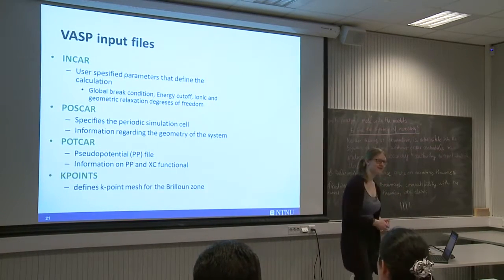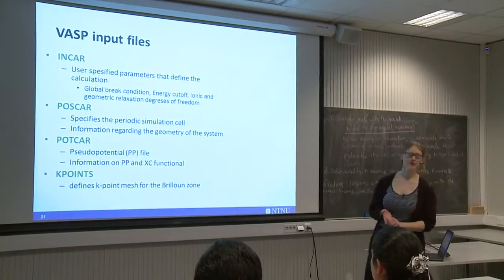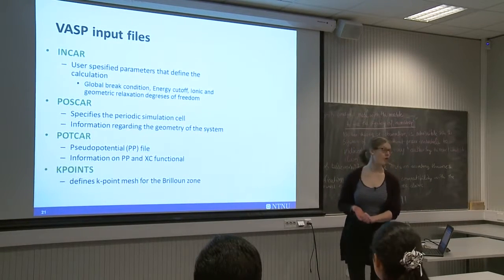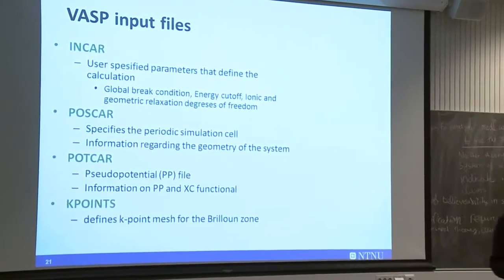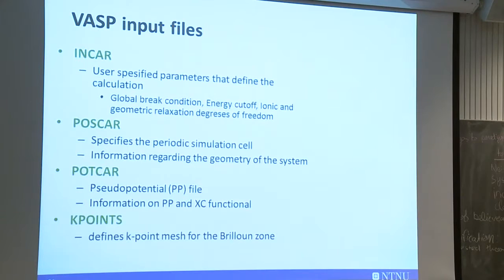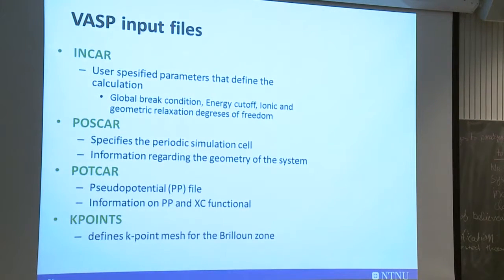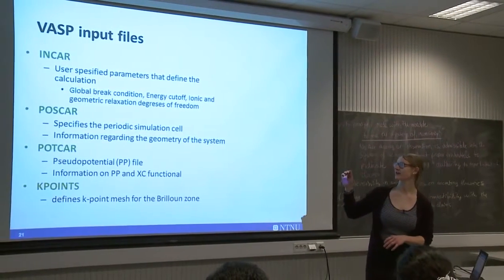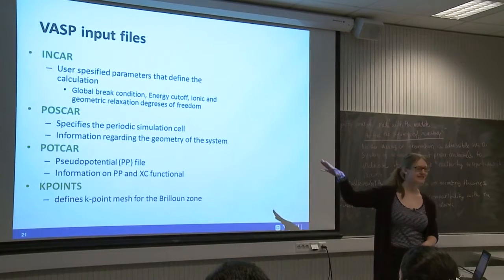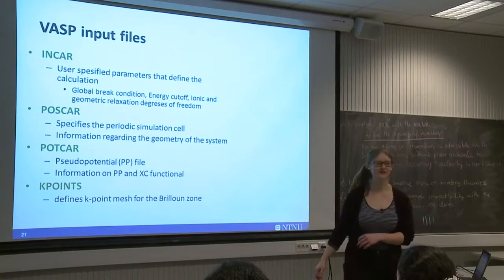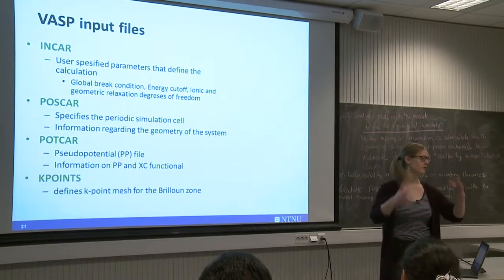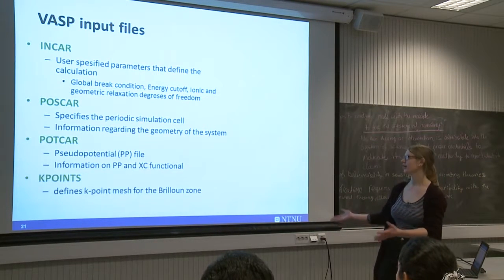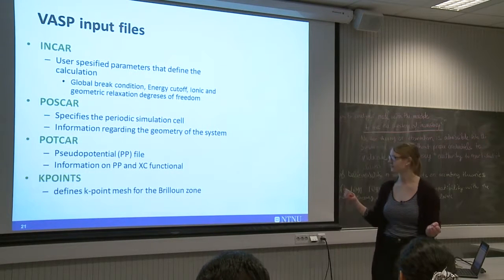So doing a simple DFT calculation in VASP includes making four main files. There are a lot of VASP files named something-CAR. I don't know where the CAR comes from, so don't ask. Anyway, we have the INCAR, which includes inputs. That defines your setup in terms of user-specified parameters, for example global break condition, energy cutoff, degrees of freedom for the ions, and so on.